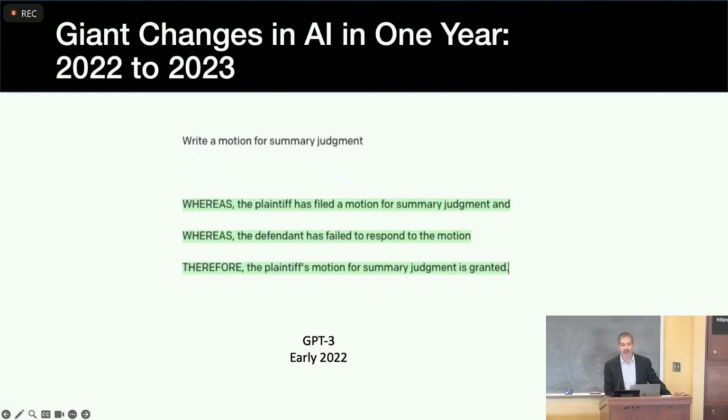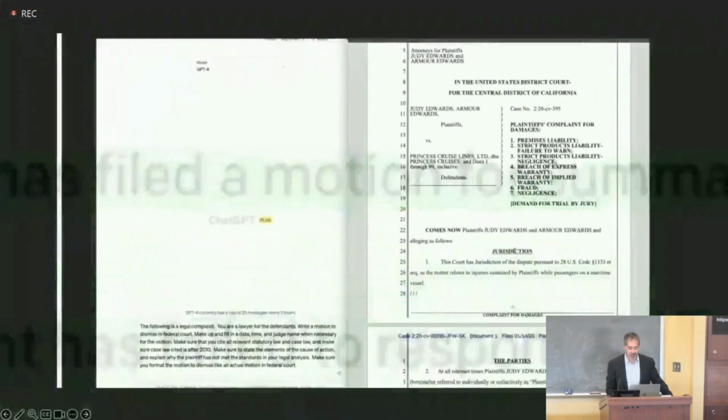I've gotten it to draft contracts. I mean, just about any legal document, it can generate a first draft, maybe not what you want to turn in to a judge, but definitely as good as, in my opinion, an okay first-year associate's first draft, which was shocking because you saw this is what it could generate in early 2022, and this is what it can generate now.